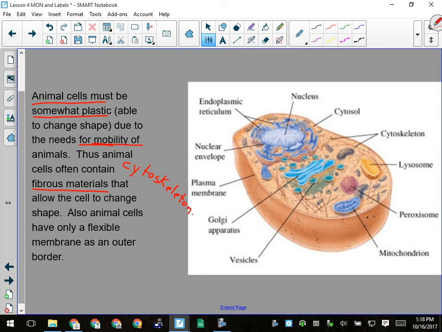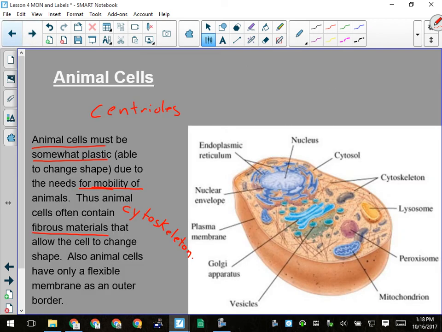Okay, another difference within the animal cells is the presence of something called centrioles. Those are not on this diagram, so I'll show you what they look like when we get to the actual labeling. This diagram doesn't have them on it for whatever reason. Centrioles help with cell division.